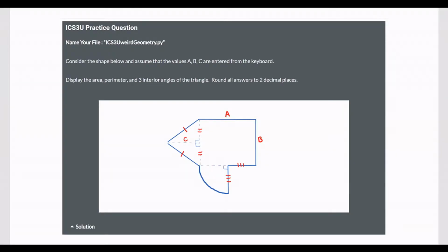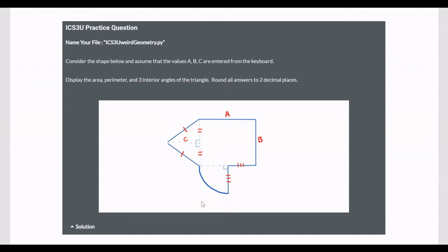Okay, so in this problem, we are looking at a kind of weird shaped picture, and we're going to get the values of A, B, and C from the keyboard, and we have to calculate the area of the shape, the 3 interior angles, and the perimeter of the shape. So I'm assuming the 3 interior angles are in the triangle here.